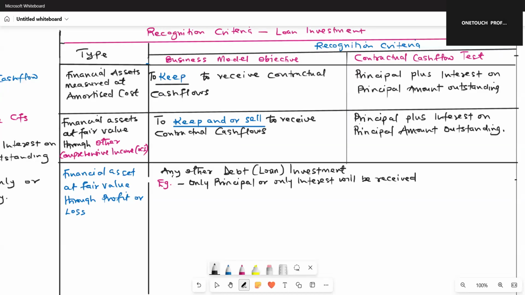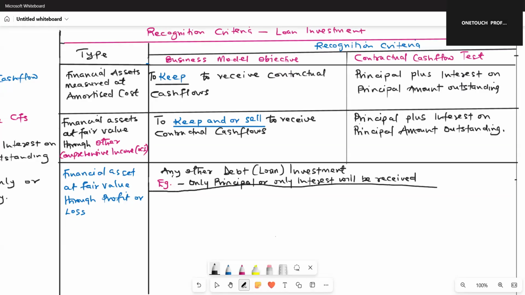like you buy maybe this bond today, then the next time you sell it and you go and buy another bond. You sell it, then you go and buy another thing. Sell it, then you go and buy another loan investment. Then you are trading in it. So that one too doesn't fit into any of the two. So that one too will be at fair value through what? Through profit or loss. Okay. So as you have said, any other will fall under fair value through profit or loss.